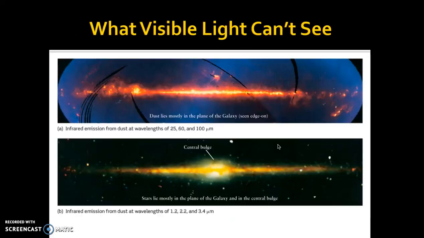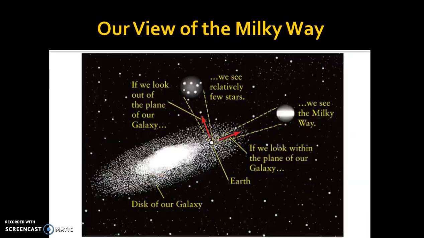One of the ways we like to look at our Milky Way is by looking at the different wavelengths of light. Here are two infrared images of our Milky Way, glowing in the infrared. So what does this show you? It shows you that there's a lot of gas and dust in our Milky Way galaxy.